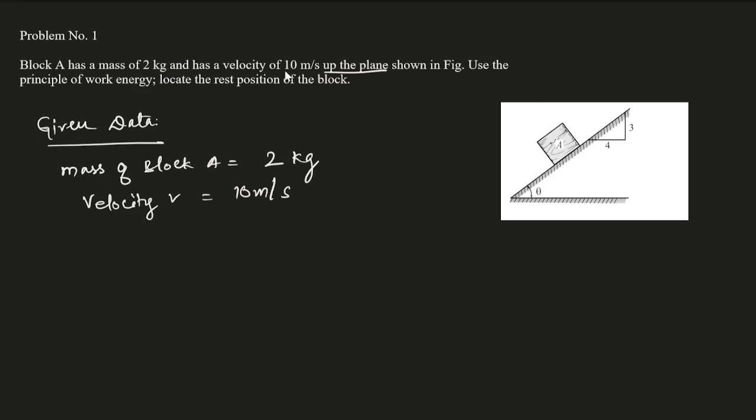So the initial velocity is 10 meter per second. That means I can take v1 equal to 10 meter per second, and here they are saying locate the rest position of the block. Initially we are moving at 10 meter per second, so rest means the block is going to rest at some position. That means the velocity v2 becomes 0, since it's a rest position.